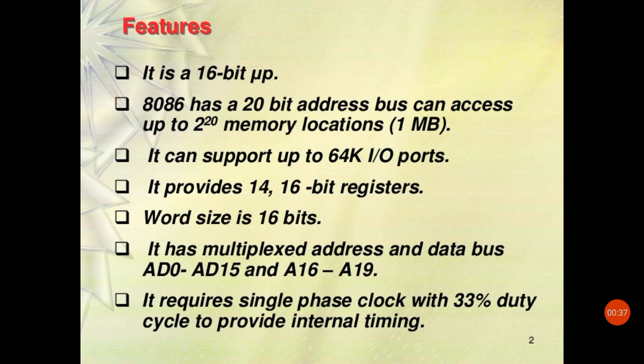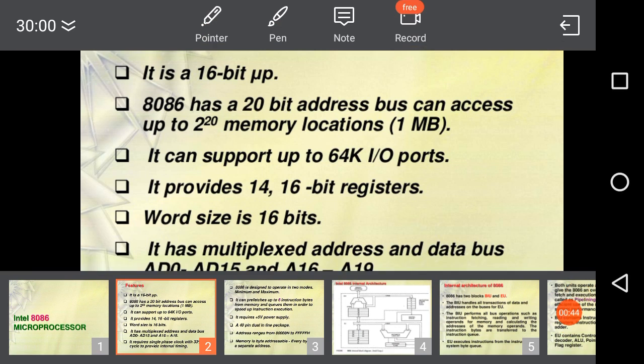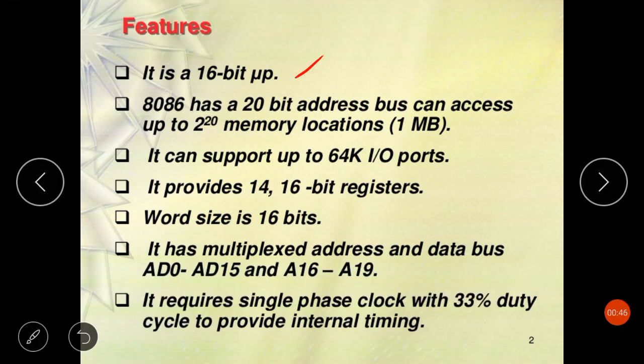Starting with the features of the 8086 microprocessor, it is a 16-bit microprocessor. The term 16-bit means that its arithmetic logic unit, internal registers, and most of its instructions are designed to work with 16-bit binary words.